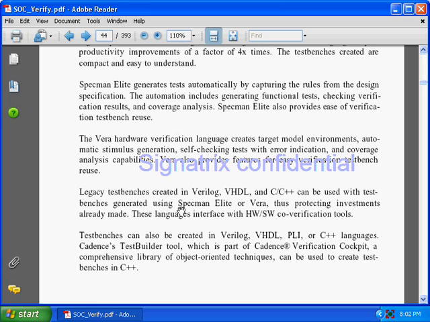What they are trying to say is, if you have already implemented your test bench with Verilog or VHDL or any C++ language, you can integrate that with Specman Elite, and you can use the investments which you have already made in Verilog and VHDL. So these languages interface with hardware software co-verification tools. Even if you are having a hardware software co-verification tool, during that time you can go with Specman Elite as well as Vera.